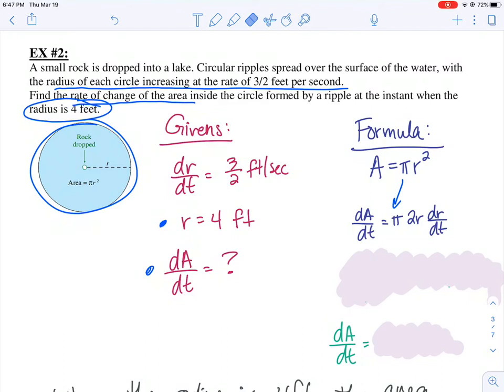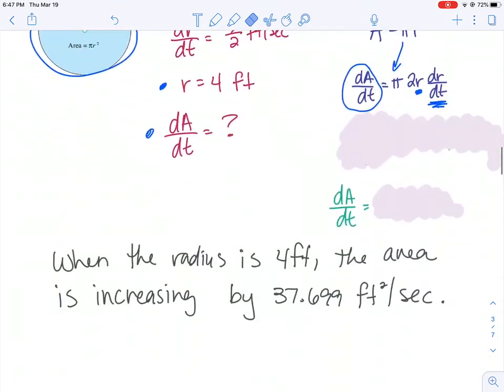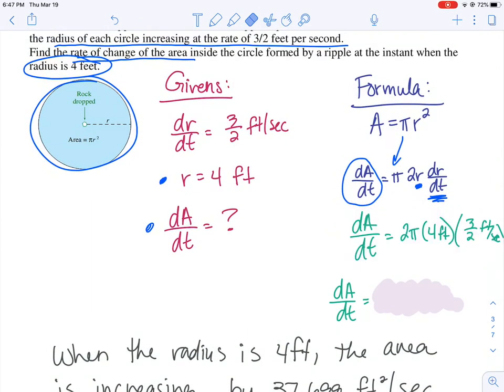Okay, so I found the derivative with respect to time, and then hopefully we have all of our pieces that we need. Don't we know at this exact time the radius is 4 feet? We know at this exact time that the rate at which the radius is changing is 3/2, and we're trying to figure out what dA dt is, the rate at which the area is changing. So in my next step, we're going to plug in all of those different pieces. For the radius, I plugged in 4 feet. For the rate at which the radius is changing, I plugged in 3/2 feet per second. I put the units in there to help me figure out what the units are going to be in my final answer.